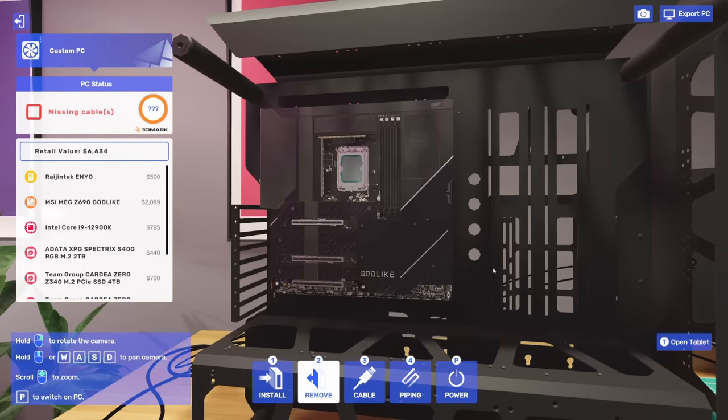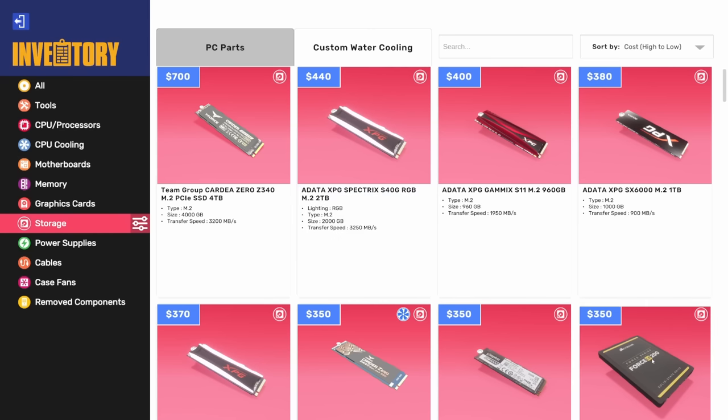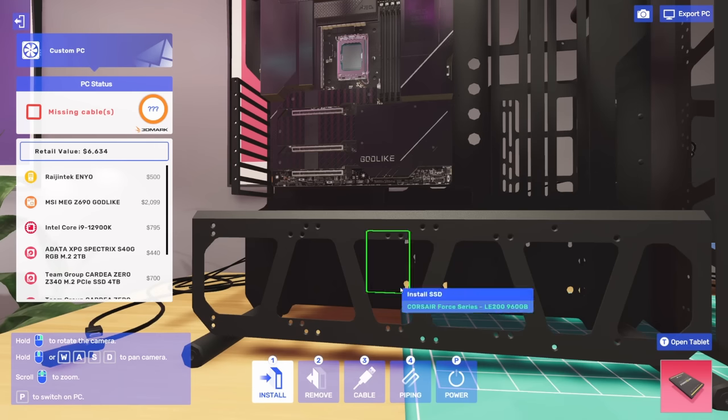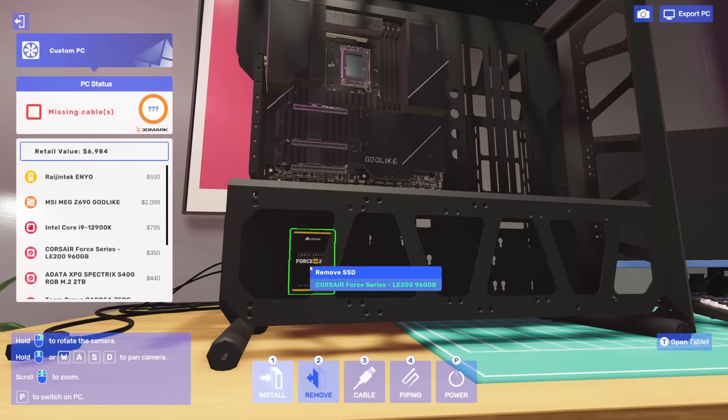While we're on the subject of storage, let's just keep going with storage. Let's go with SSDs, because we have room for four 2.5-inch SSDs. And the Corsair 4 Series 960 gig is still absurdly expensive for what it is. It's $350 each. I don't know why it's so expensive. And you can tuck them down here.